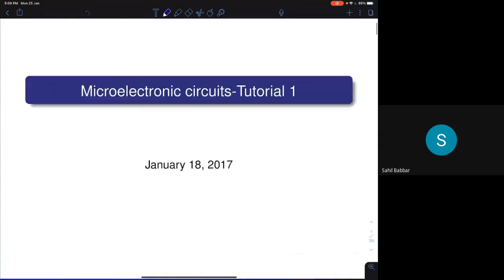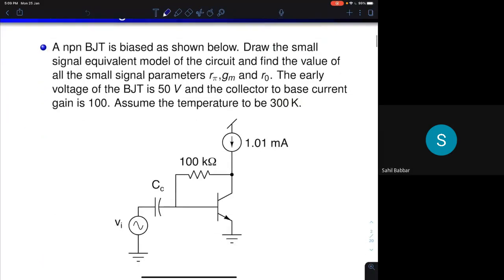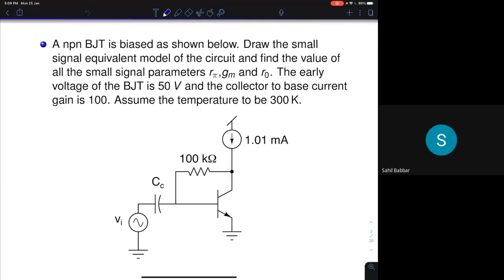So this is your tutorial 1. Before going there, I thought I'll quickly discuss one or two questions in tutorial 1. This is the circuit given to you. What you're asked to find are the parameters r pi, gm and r naught in the circuit. You're supposed to find these 3 parameters for the circuit given. I told you all those 3 parameters are uniquely determined by the quiescent collector current.